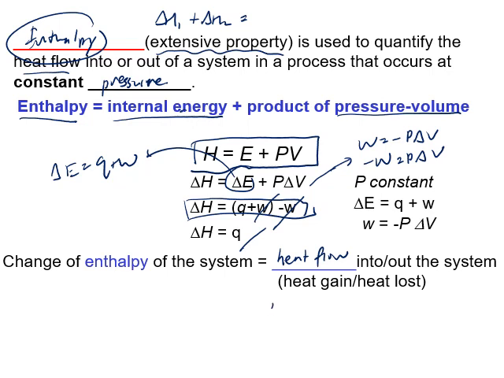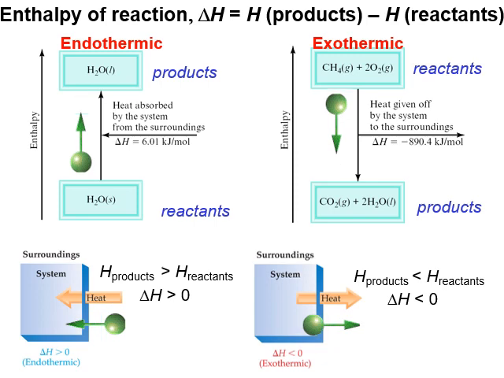Therefore, if heat flows into the system, we call it heat gain. In other words, endothermic reactions. If the heat flows out of the system, we have a heat loss, so we call it exothermic reactions. So look at these two energy profiles. On the left we have an endothermic, on the right we have an exothermic.